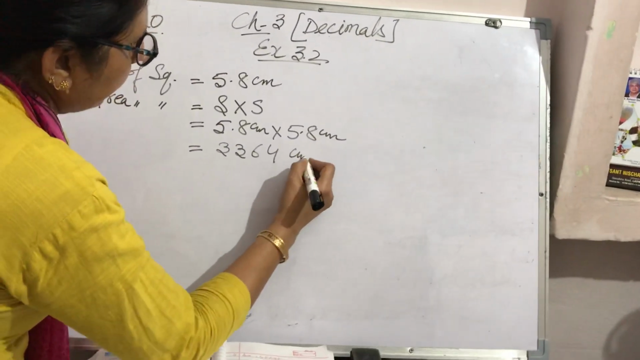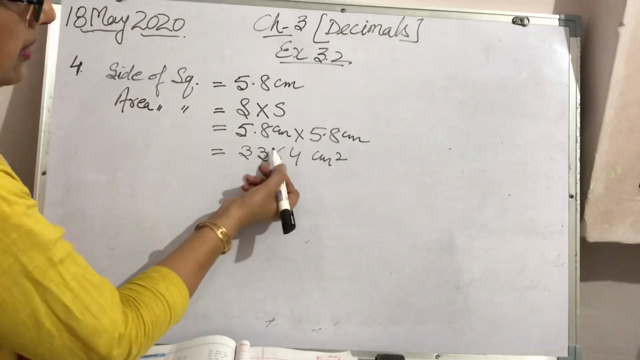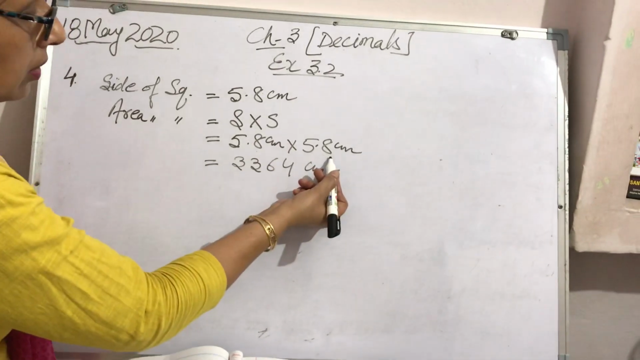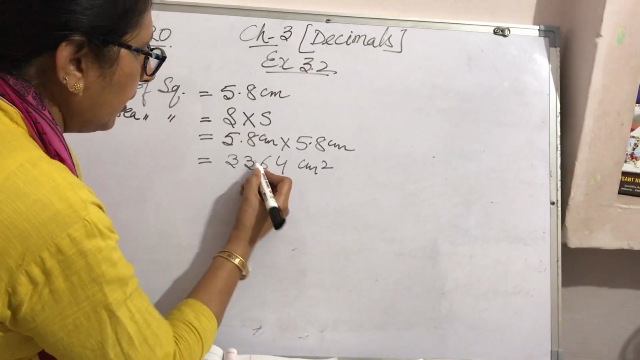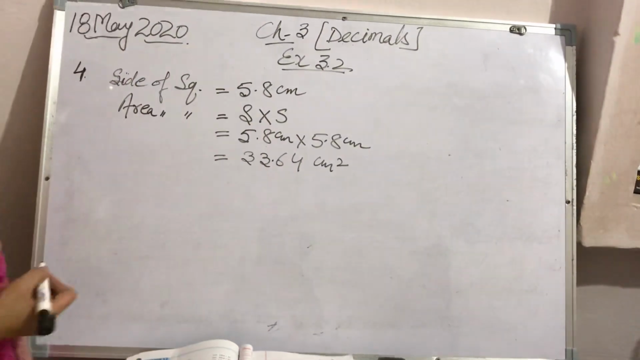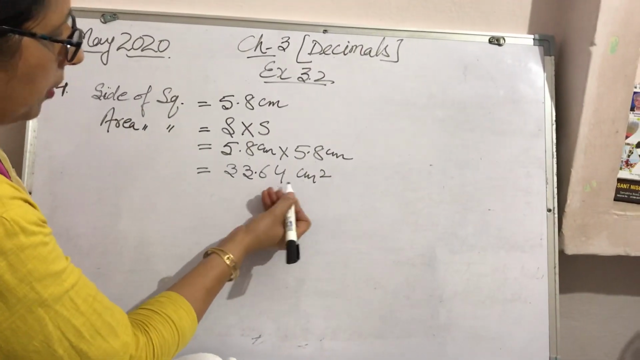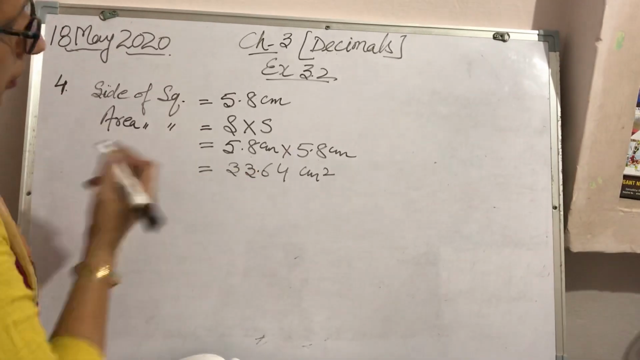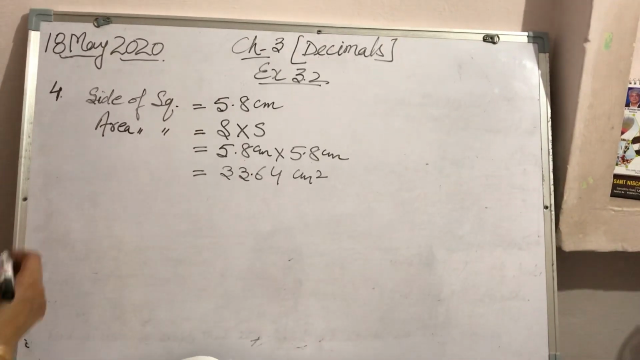3364 centimeter square. Now we have two decimal places, 1 and 2. So there should be a decimal before two digits. So 33.64, this is the area of this square. Next, question number 5.